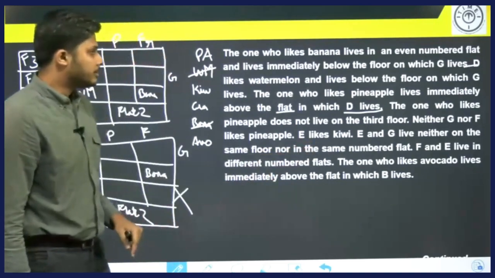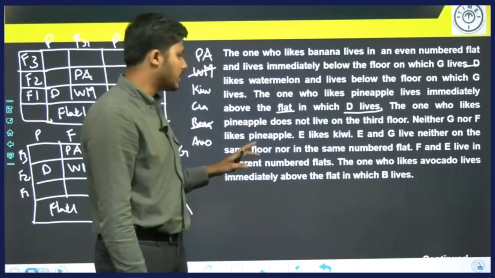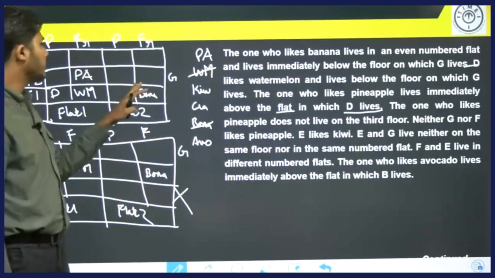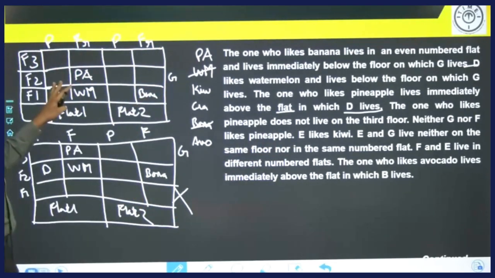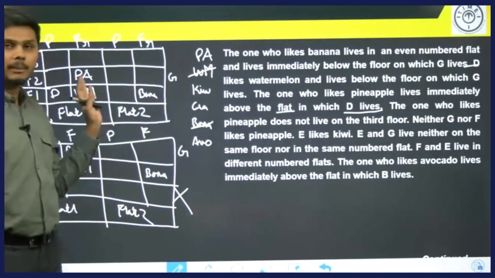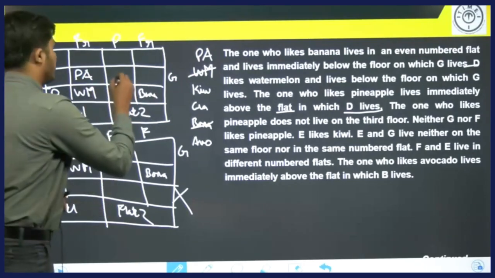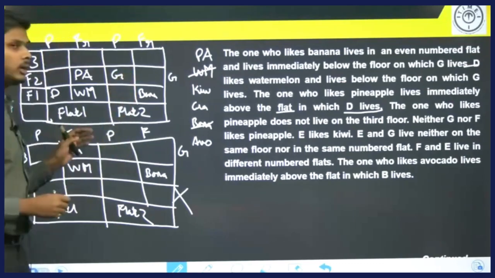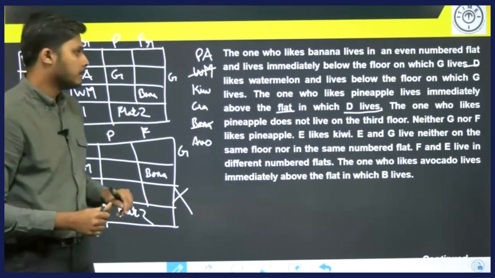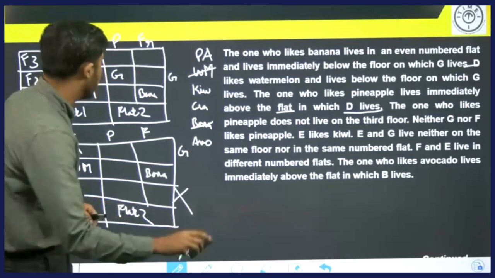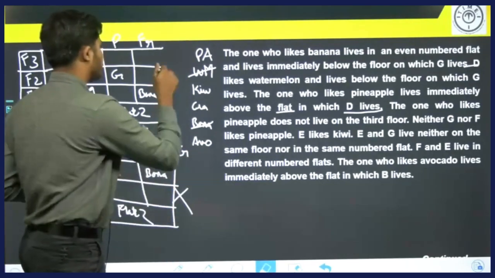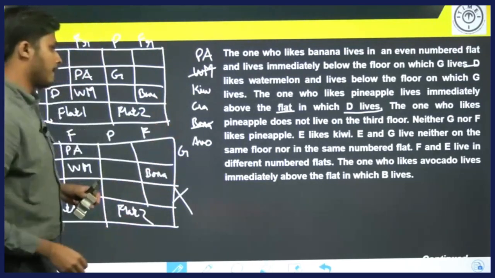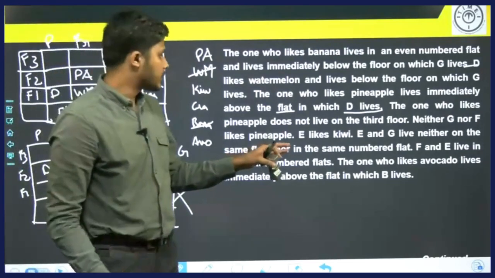Okay, the next clue: neither G nor F likes pineapple. So we know that G and the person who likes pineapple live on the same floor, and G does not like pineapple. So G lives in flat 2 and on floor 2. So we have used this clue as well. So let's use the next clue.